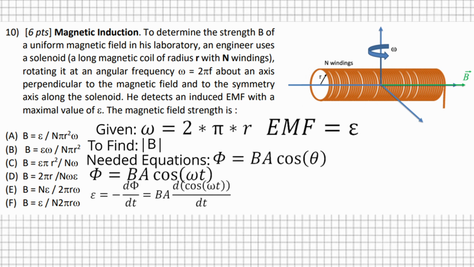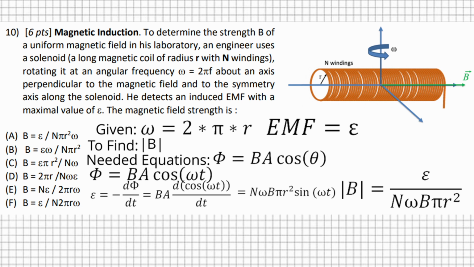For the EMF, if you look at the term A, which is the area, it is nothing but pi r squared. But we also have n windings, so we have to multiply by n because we can assume that there are n coils. So we have EMF equals n omega B pi r squared sine omega t. After we rearrange the equation, we get B equals epsilon over n pi r squared omega.